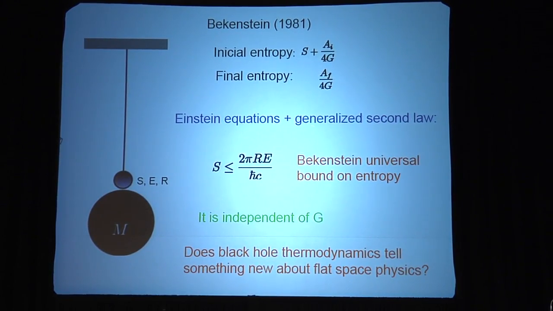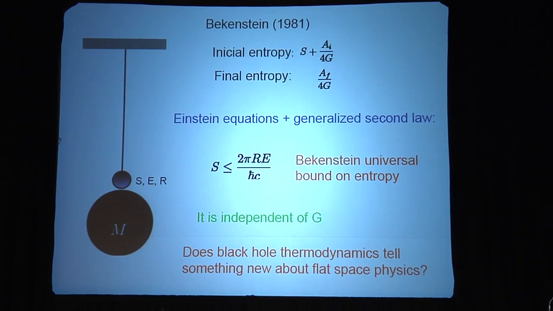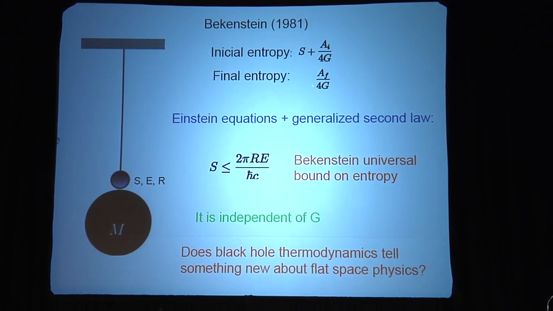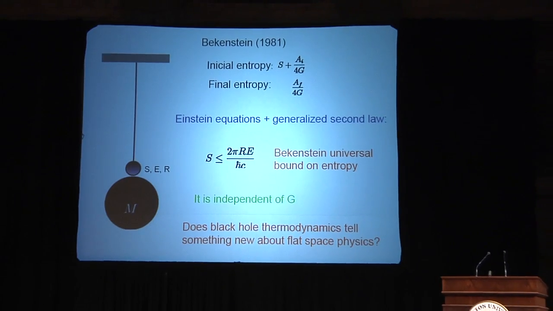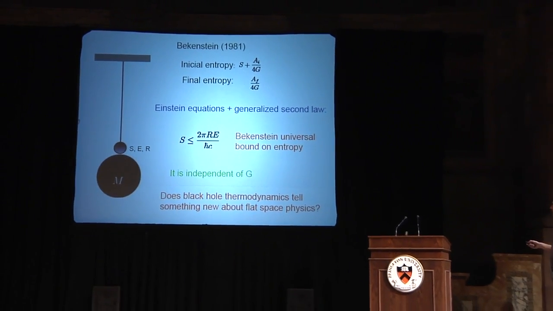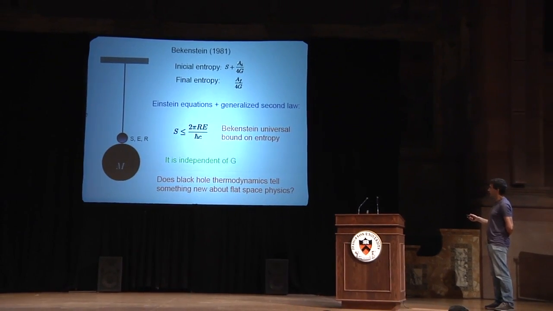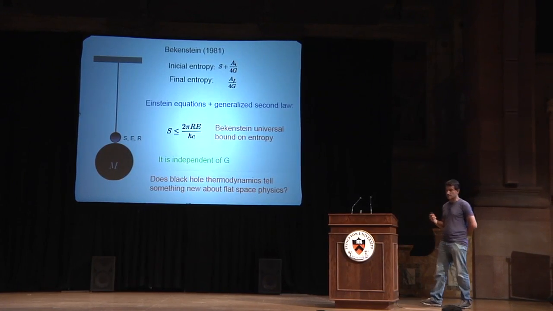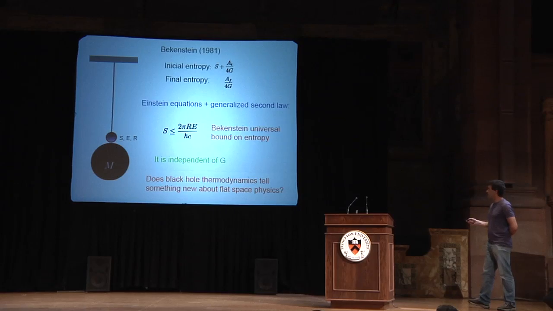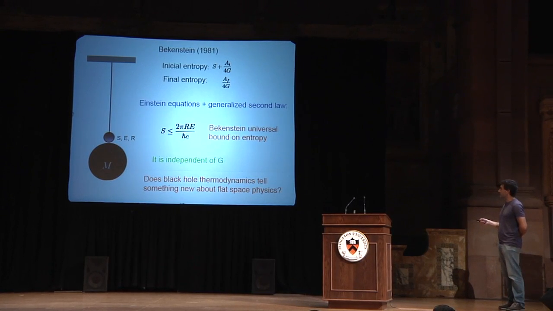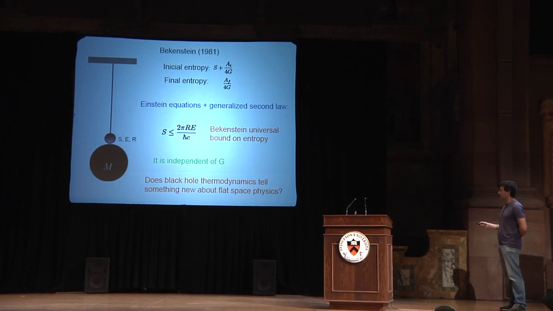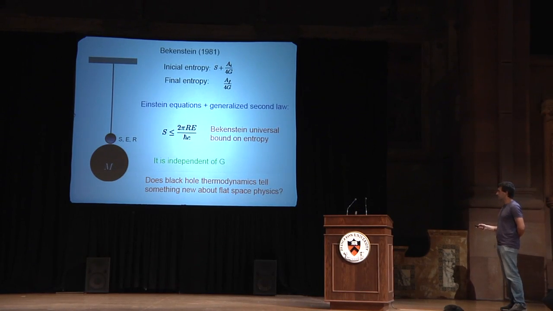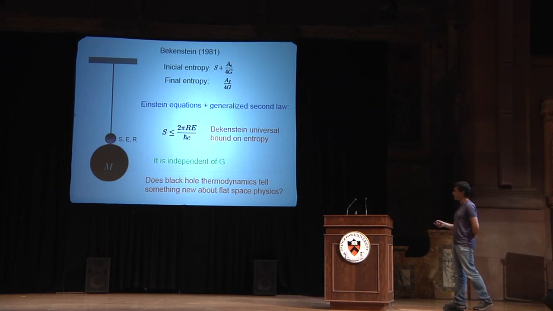So using the generalized second law, one can see that this quantity has to be smaller than this quantity. On the other hand, Einstein equations relate the variation of the area of the black hole with the energy of the object that crosses the horizon. At the end, we get this inequality: the entropy is less than 2 pi, the size of the object, times energy. This is the Bekenstein universal bound on entropy.